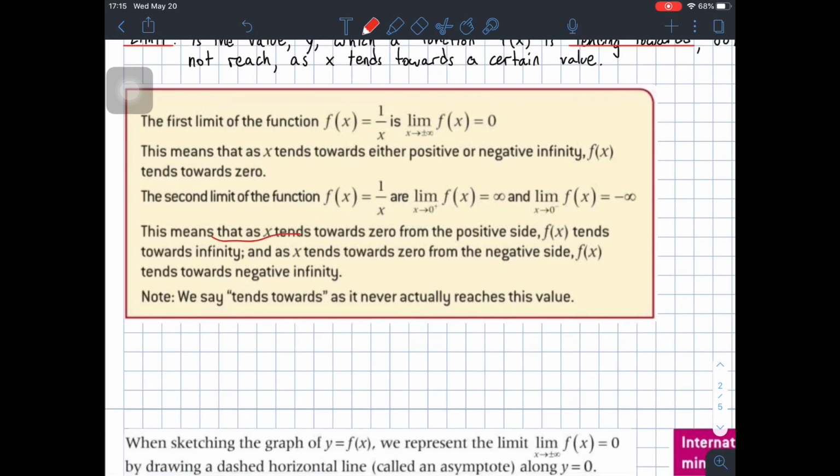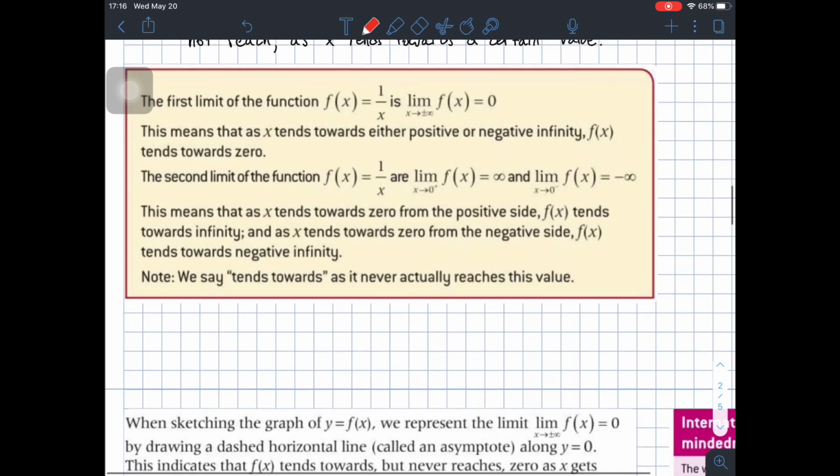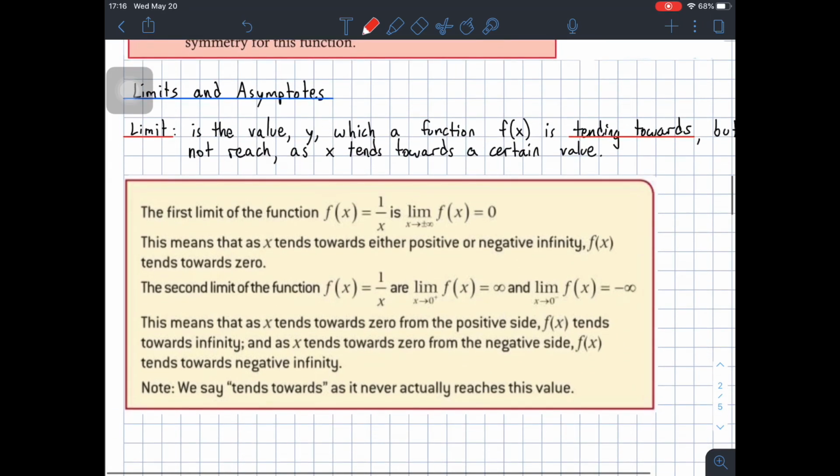So it says, this means that as x tends towards 0 from the positive side, f of x tends towards infinity. And as x tends towards 0 from the negative side, f of x tends towards negative infinity. Note, we say tends towards as it never actually reaches this value. So that's the concept of limits.